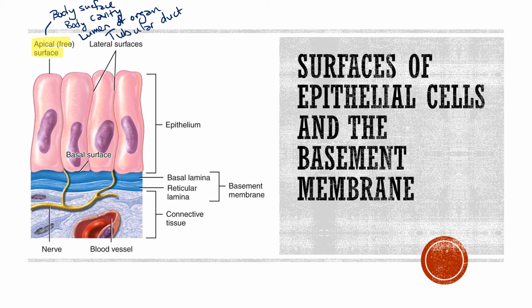Then we have the lateral surfaces. And these are going to face adjacent cells, and they may connect by several junctions between them. And then we have the basal surface down here. This is going to be the opposite side of the apical surface. And the basal surface is the deepest layer of epithelial cells, and it adheres to extracellular materials, like the basement membrane in this case. So here we can also see that the basement membrane separates the epithelium from the connective tissue.